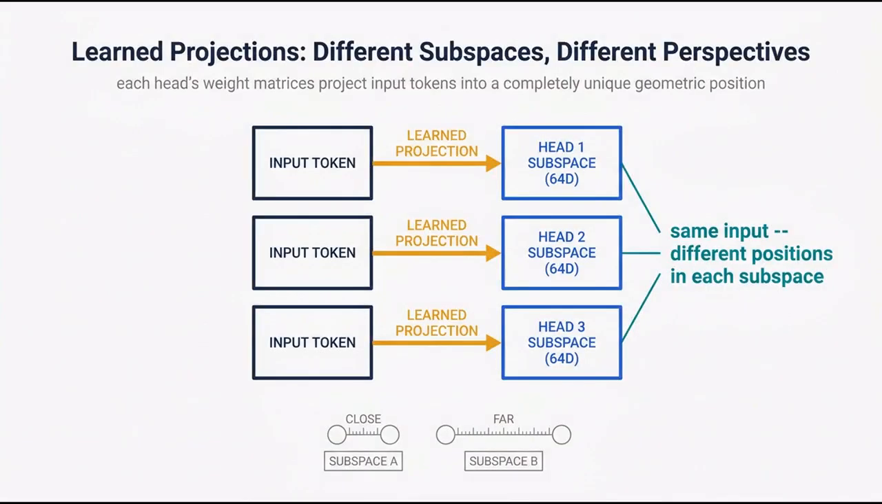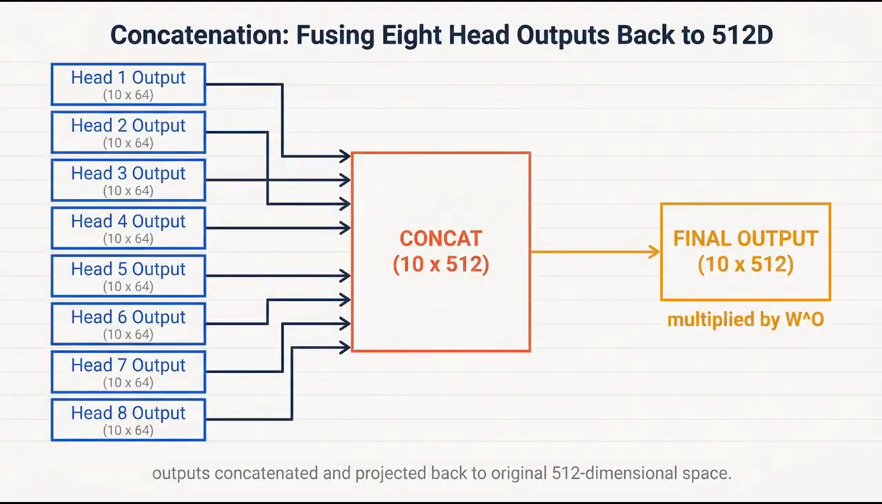This projection is performed using learned linear transformations. Because each head has its own set of projection matrices, they can project the same input tokens into completely different positions in their respective subspaces. This means that 2 words that are close to each other in head 1 subspace might be far apart in head 2 subspace. Once the heads finish their calculations, we concatenate their individual outputs and project the combined vector back to the original 512-dimensional space.